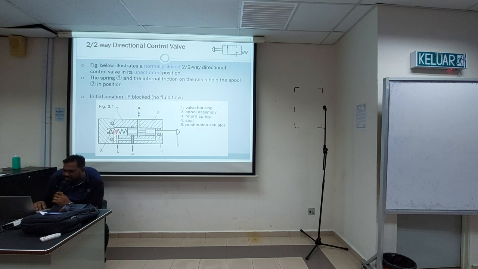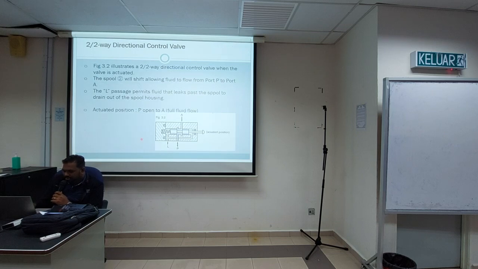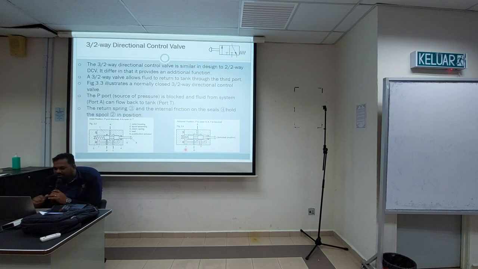Inside there is a spring, similar to before, then you have a push button. When you push, it will connect to the working port. In this one, when you press, P will connect with A. If not, it will not be connected. Then we have the 3/2 directional control valve.